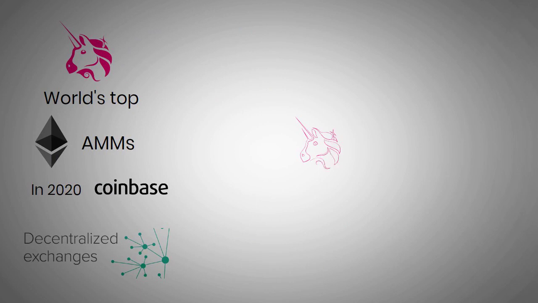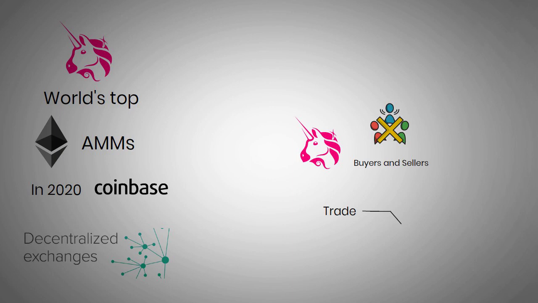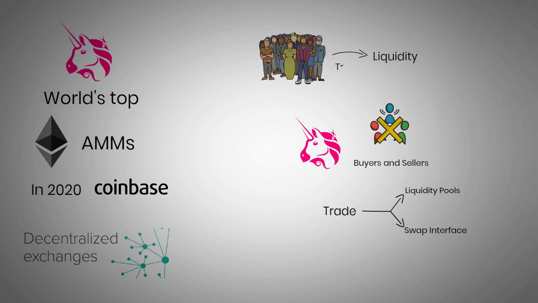Trading on Uniswap doesn't require counterparties like buyers and sellers. Instead, you trade assets with the Uniswap liquidity pools using the exchange's swap interface. Anyone can provide liquidity to the pools, and anyone can trade with them. This basic yet elegant exchange format has proven so popular that Uniswap's structure gets cloned nearly daily.